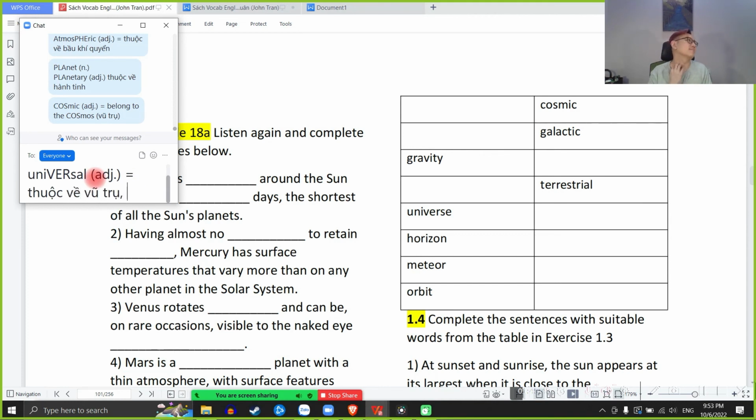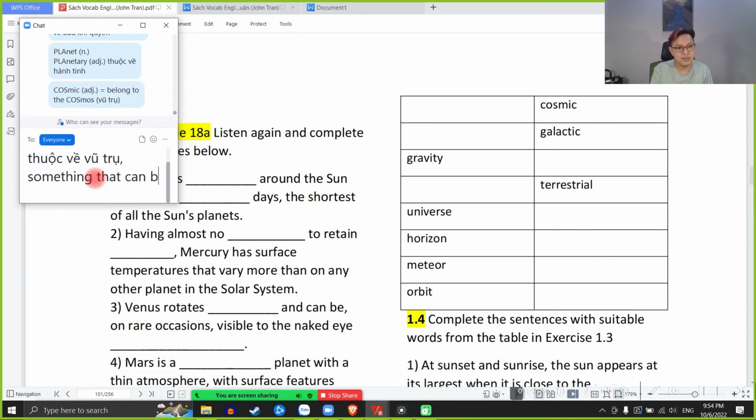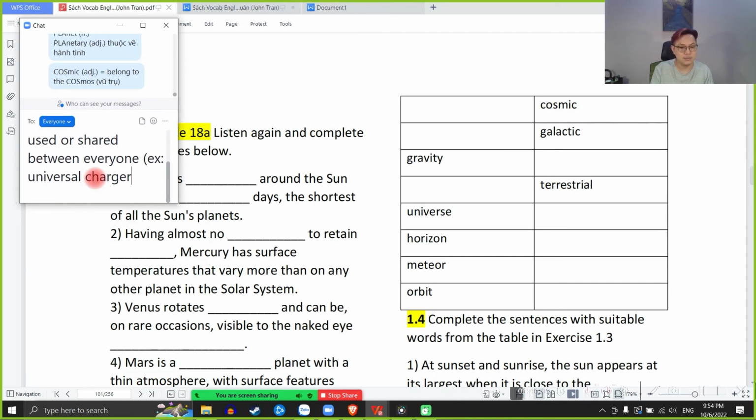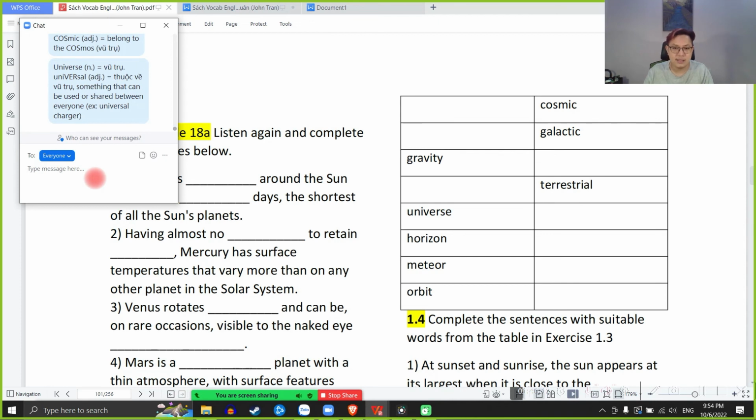But universal also has another meaning. Universal, it means something that can be used or shared between everyone. Like for example, universal charger. Cái chữ universal còn một nghĩa khác, đó chính là một cái điều mà ai cũng có thể chia sẻ cùng một tính chất đó khắp nơi, hoặc là ai cũng có thể sử dụng nó, một cái tính chất gì đó mà nó giống nhau khắp của mọi người, nó gọi là universal. Ví dụ như universal charger là cái đồ để mà sạc pin, có thể dùng ở bất kỳ đất nước nào cũng có thể dùng cái đồ sạc pin đó được.